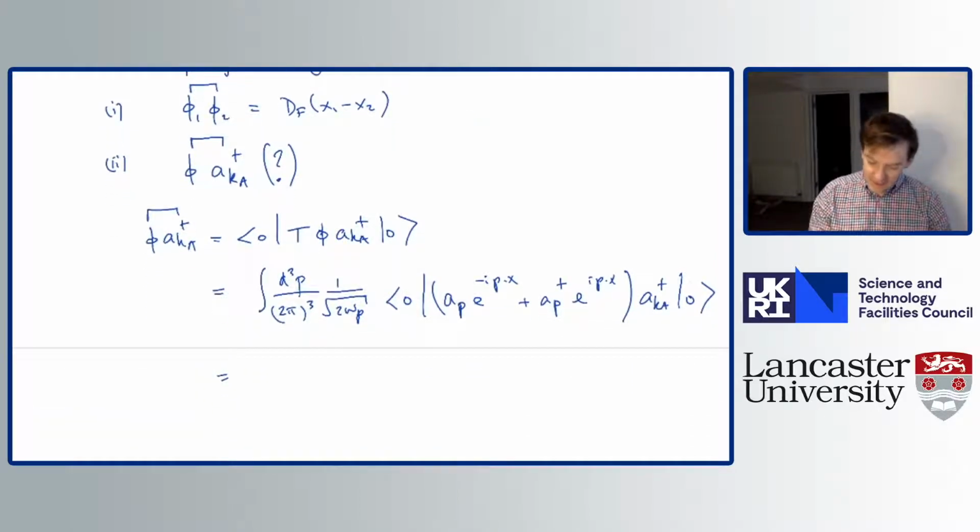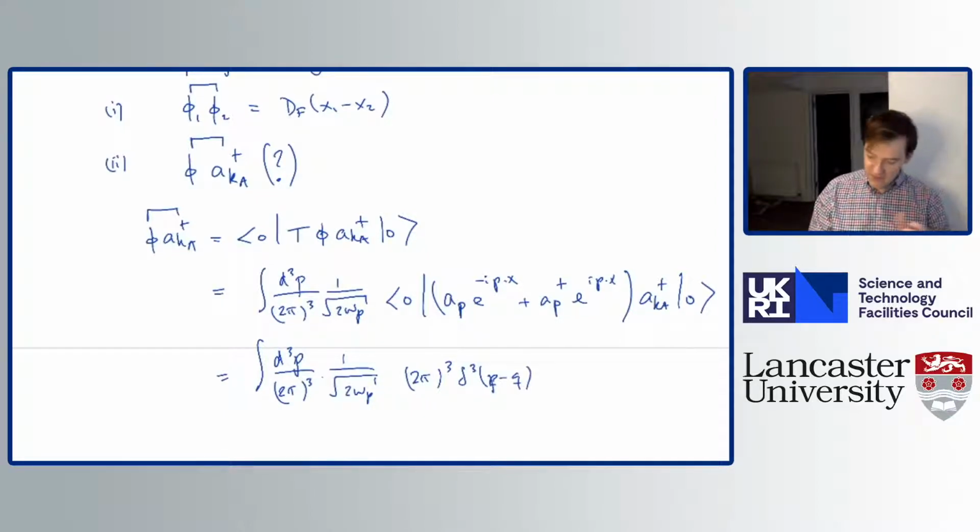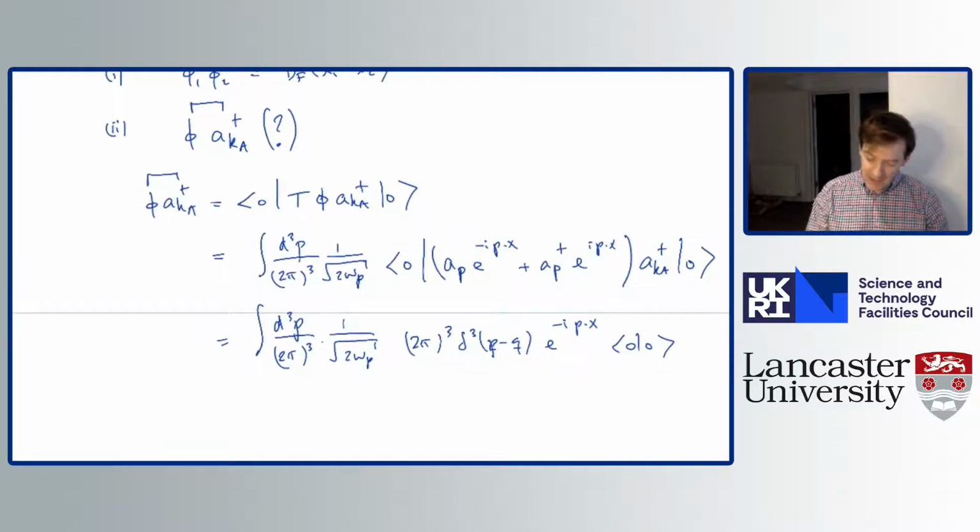So let's just skip the details a little bit and write down what the answer will be. I say we've covered it in some of the earlier lectures. So we're going to get 2 pi cubed delta 3 of p minus q from the commutation relation between a and a dagger. We need the e to the minus i E dot x still. And we would have the 0, 0 left over, which is simply going to be 1. Okay, so we can integrate the delta function. It just sets p equal to k. Why did I write q? This should be a k.